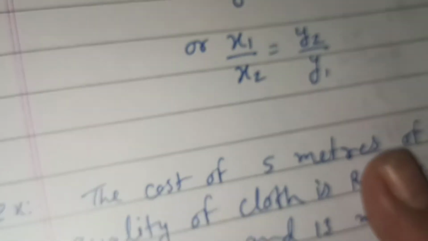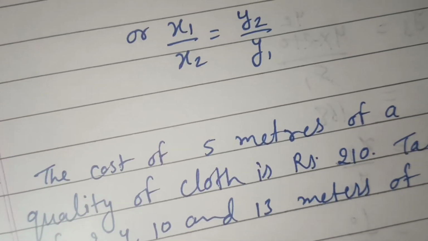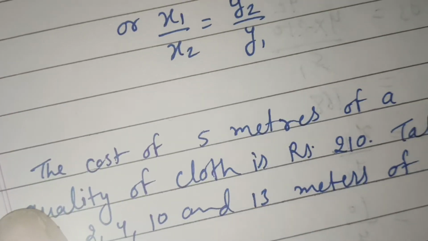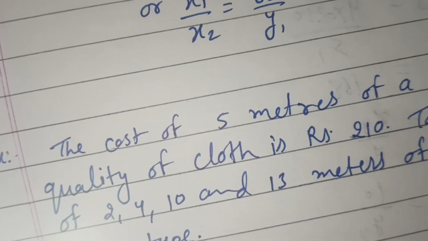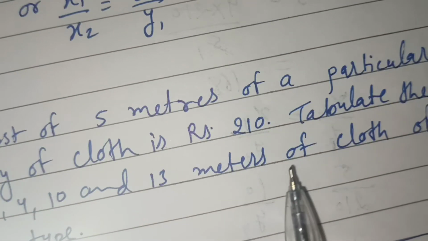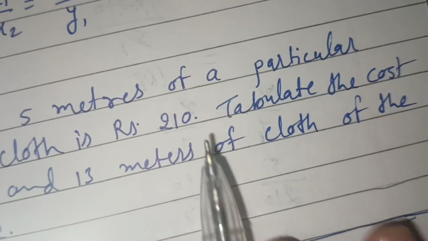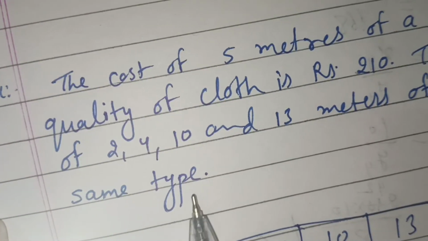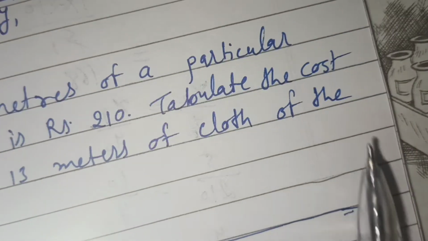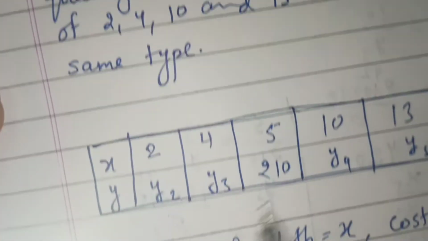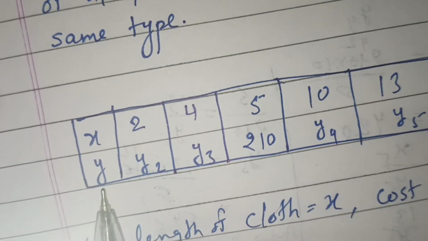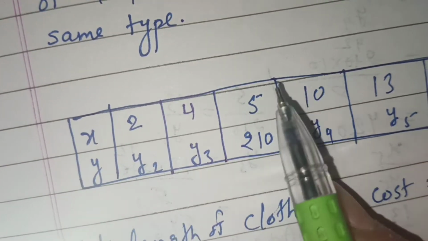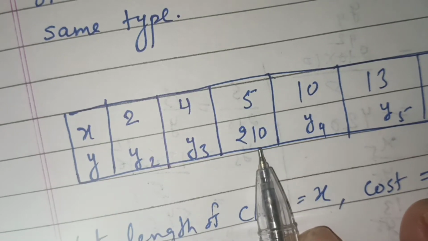And here I am taking one example. It will be clear what is direct or inverse. The cost of 5 meters of a particular quality of cloth is rupees 210. Tabulate the cost of 2, 4, 10 and 13 meters of cloth of the same type. Here, suppose we take length of cloth as x and cost as y. It is given 5 meter cloth costs 210.